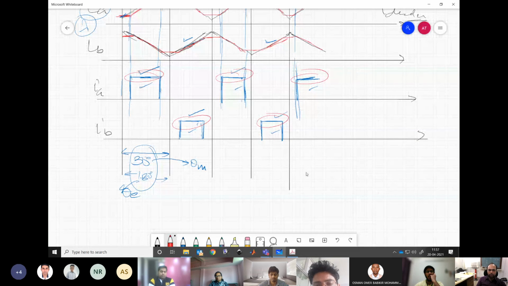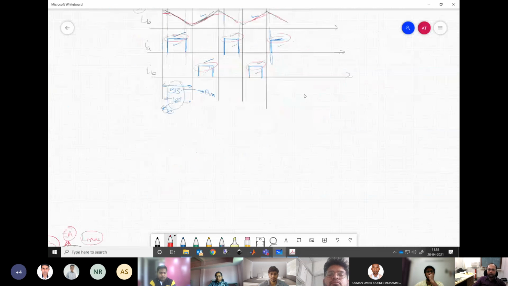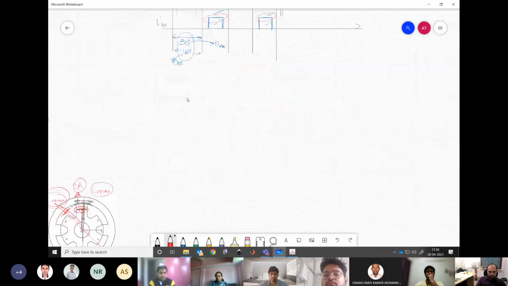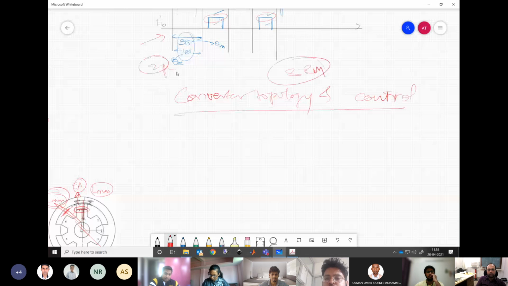So this is where we need to have some converter, and we need to control that in a specific manner. That we can see in the next class. I will stop here. Next class we can see the converter topology and the control, how we are going to have for the SRM. We will take the example of this two-phase machine only. Fine.